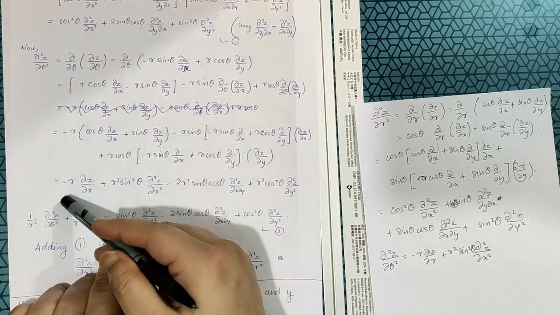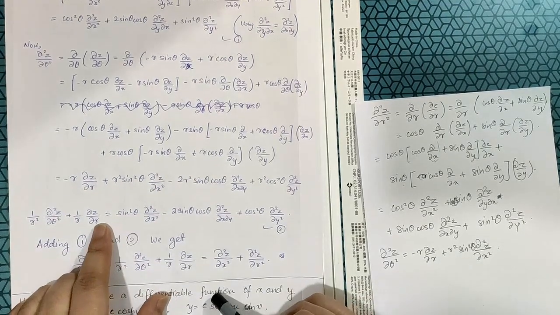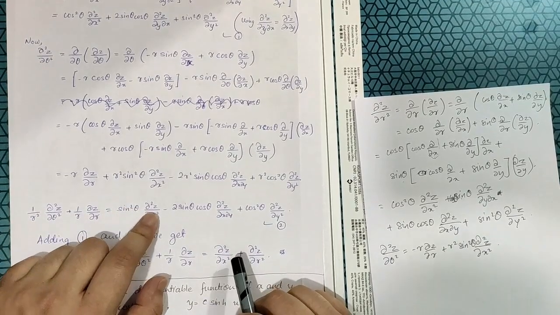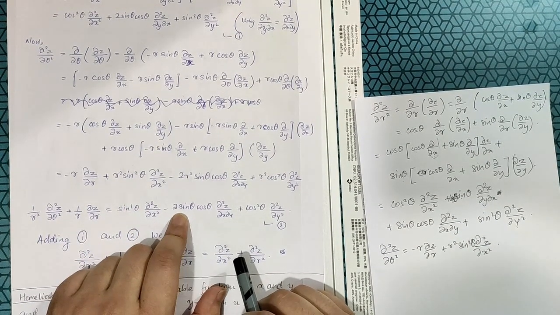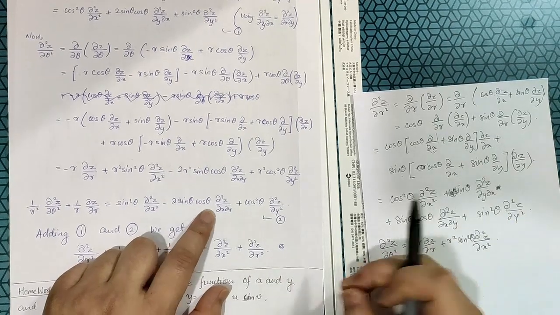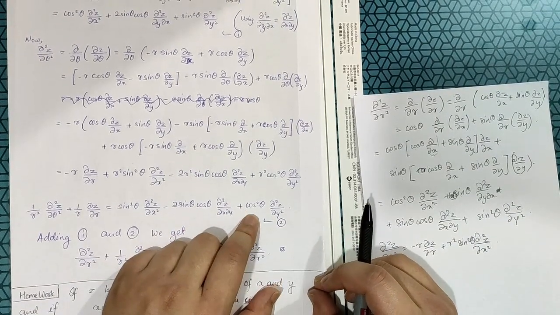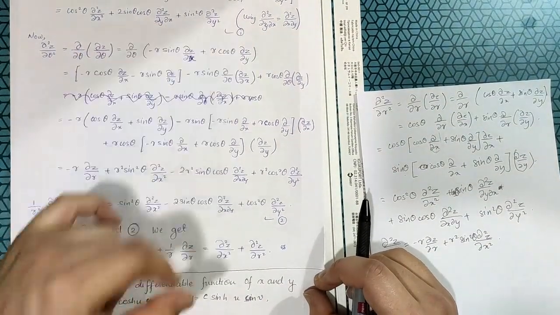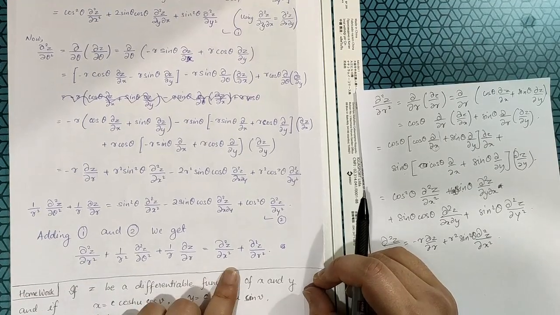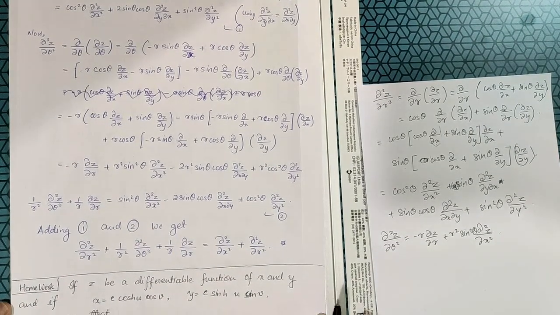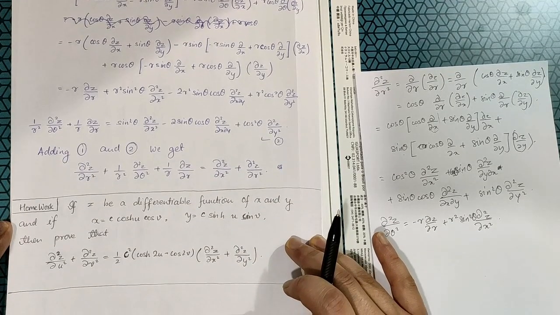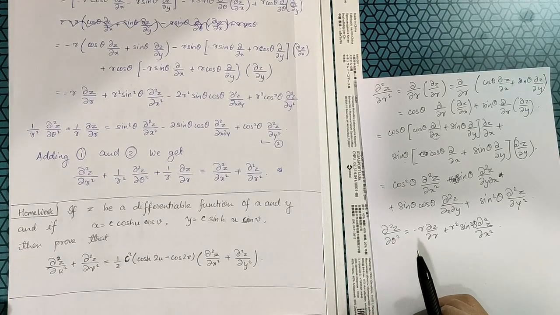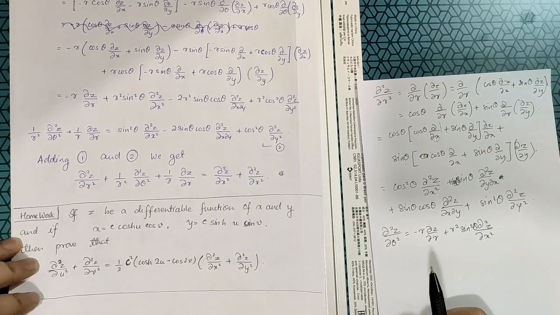So this part is going to the left hand side, and we get sin² θ ∂²z/∂x² minus 2 sin θ cos θ ∂²z/∂x∂y plus cos² θ ∂²z/∂y². And now adding this and the above equation, we get the desired result. So this is change of variable, and so we have a homework. Please try this. Hope you'll find the answer.